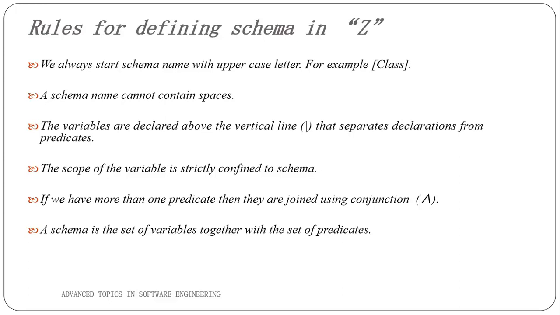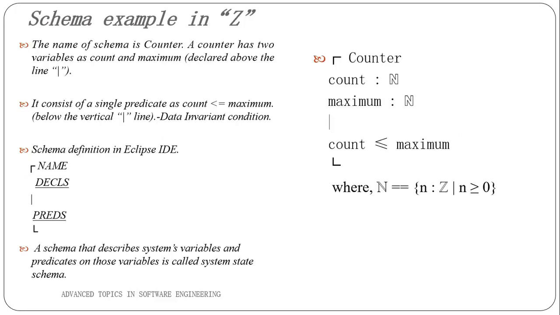Next, a schema is a set of variables together with a set of predicates, and this set of variables and the set of predicates are separated by making use of a vertical line in Eclipse IDE. So to understand this entire schema concept, we start with an example of a schema in Z specification language.